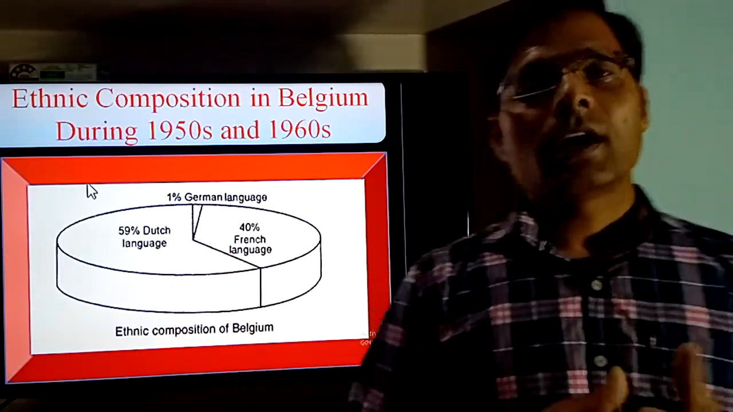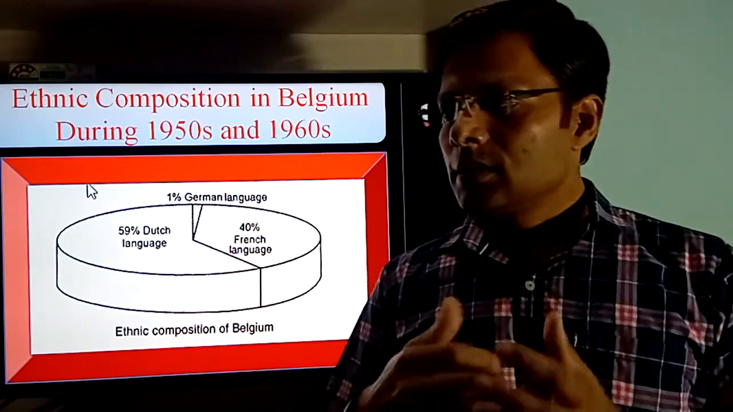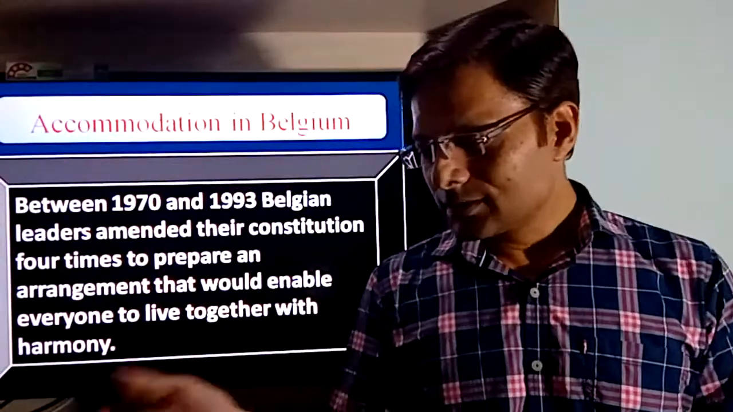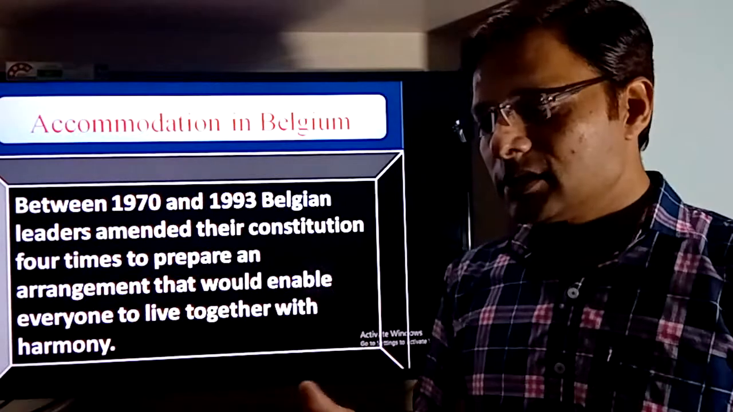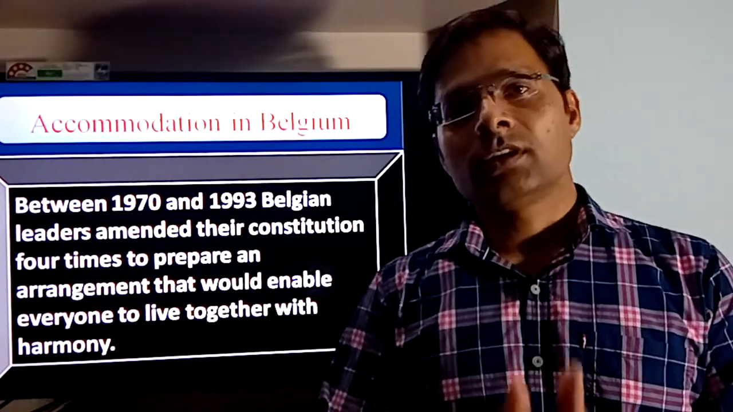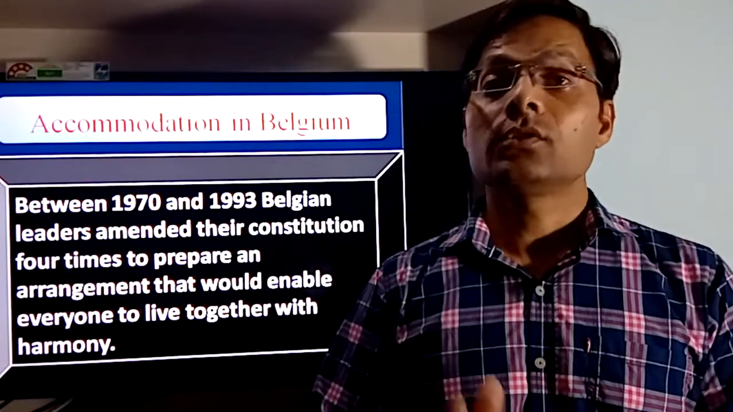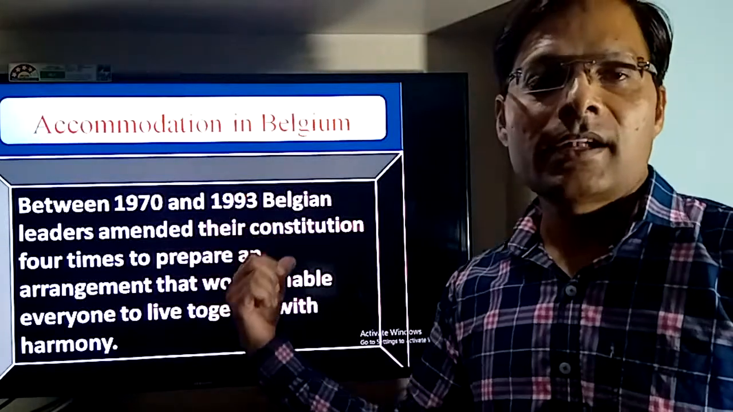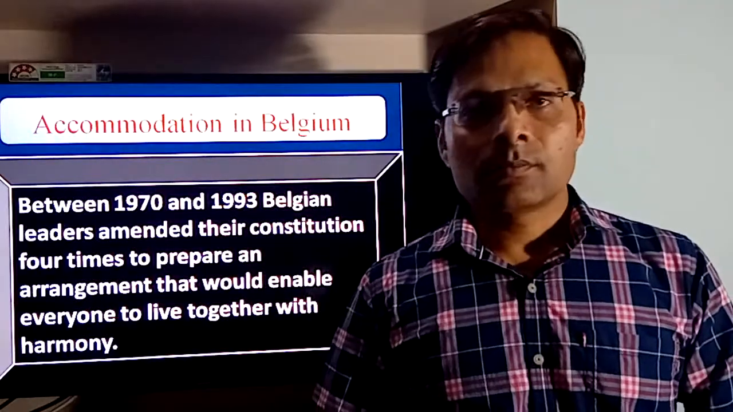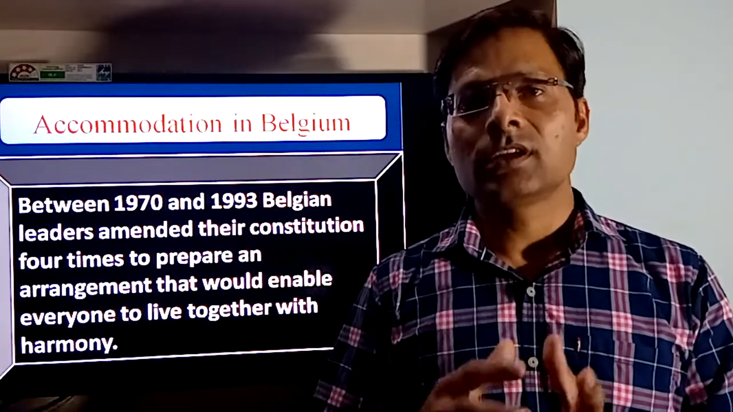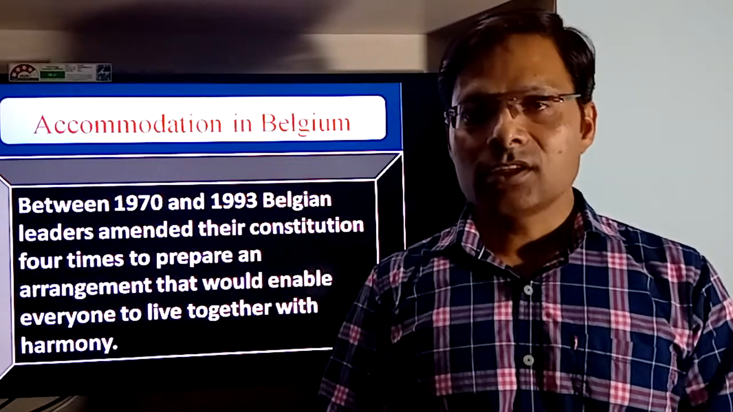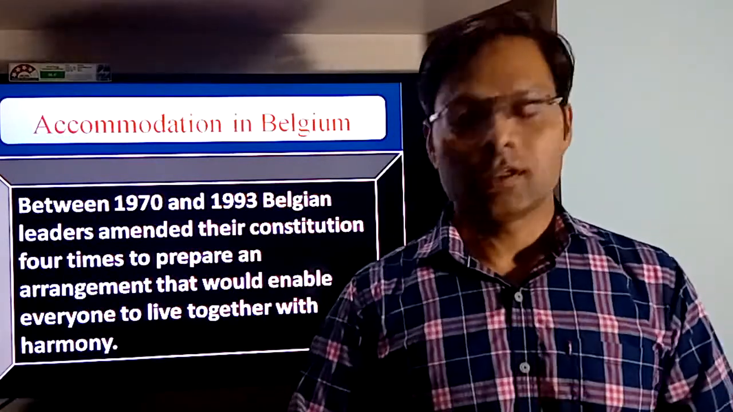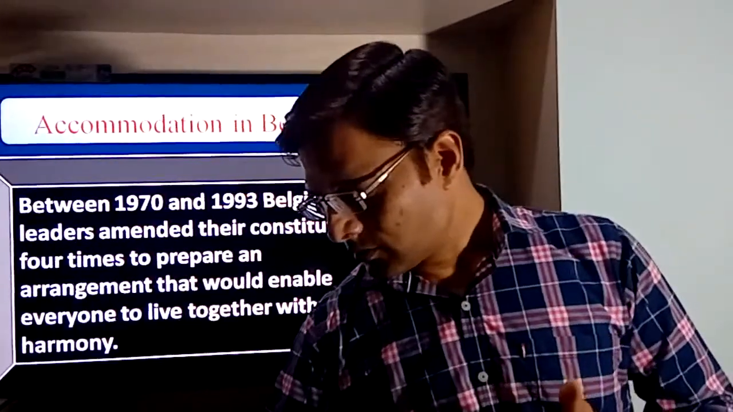Now we are going to see how the political leaders have accommodated and handled this situation. The next slide tells how leaders have accommodated the variety of population into one country. They even changed the constitution 4 times, from 1970 to 1993. Why did they change it? So that everybody should get an equal share and be easily accommodated into one country. This is the thing we have to see here, and they have accommodated very well.